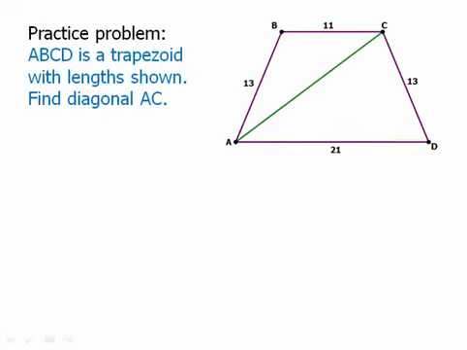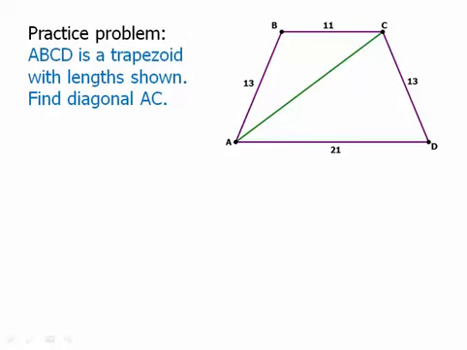Here's a practice problem. Pause the video, and then we'll talk about this. Okay, ABCD is a trapezoid with lengths shown. Find the diagonal AC. Well, there's no direct formula. There's no way we could just plug in the four numbers we have and find the diagonal. We're going to have to find this step by step. Essentially, we're going to be working our way up to the Pythagorean theorem.